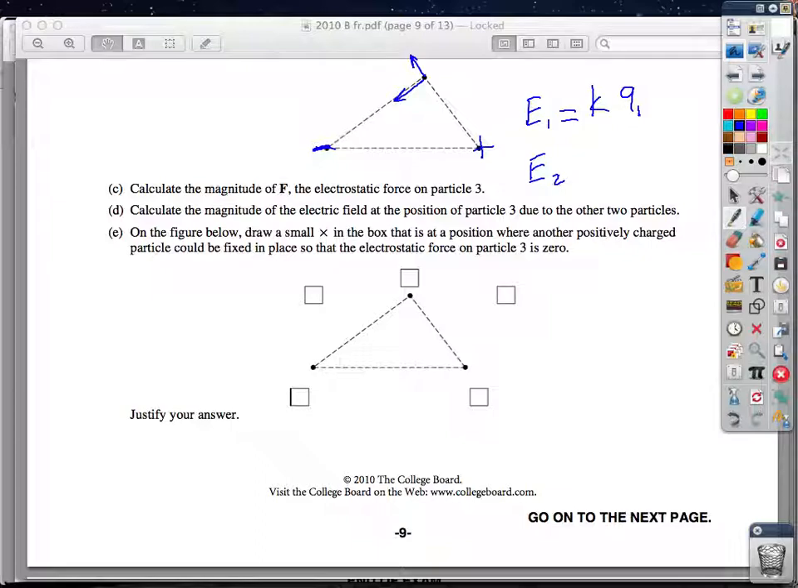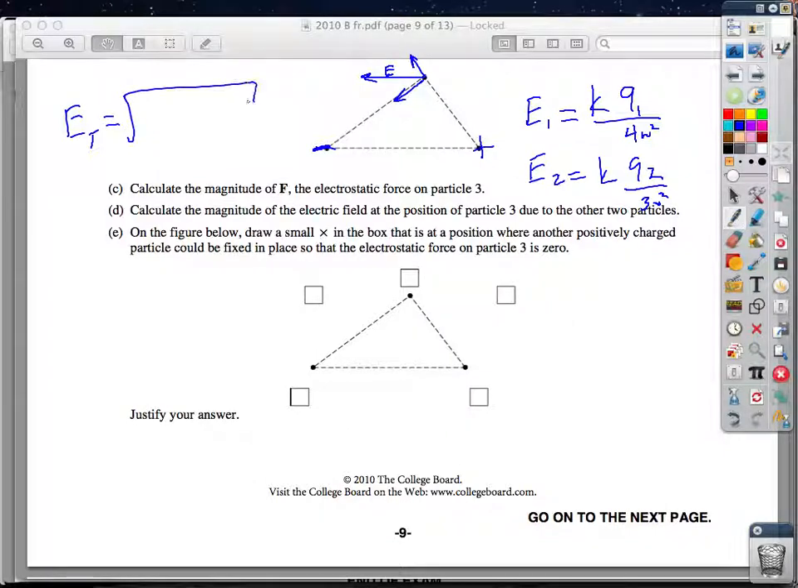Yeah. It's going to be KQ1 over that R, which is 4 meters squared. This one's going to be KQ2 over 3 meters squared. So you're going to do the same thing. Get those two things, and then say that this is going to be E. So E total is going to be the square root of E1 squared plus E2 squared.